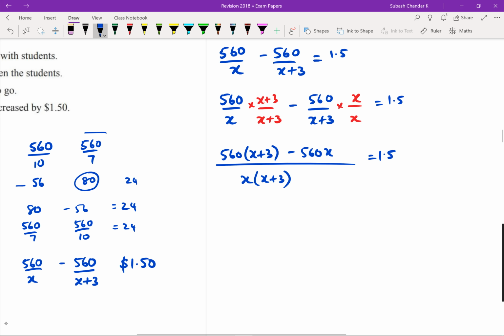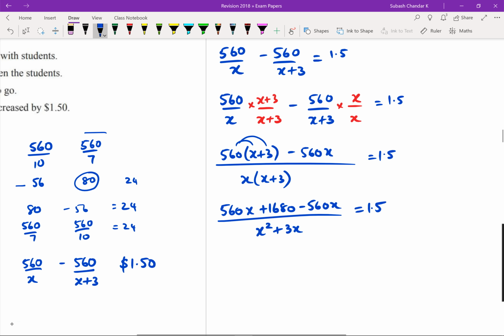Now I can expand the numerator at the top here, so it's going to be 560x, and then 560 times 3, which is 1680, minus 560x, and then in the denominator I'm going to expand the brackets, which is going to be x squared plus 3x, and all of this is equal to 1.5.